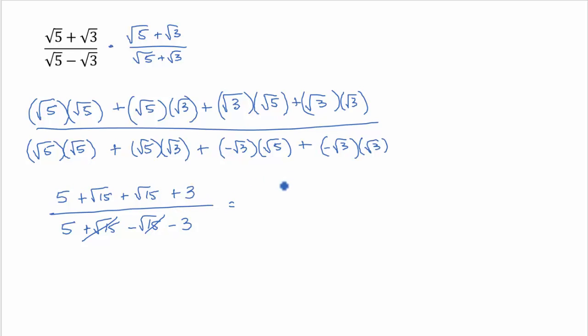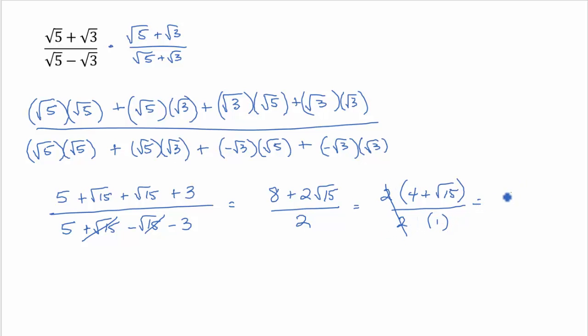So what do we have here? 5 plus 3 is 8, plus 2 square roots of 15 over 5 minus 3 is 2, but we can factor out a 2. And that's going to cancel those 2's, and it's just going to leave us 4 plus the square root of 15. And the square root of 15 I can't simplify, so there's my final answer.